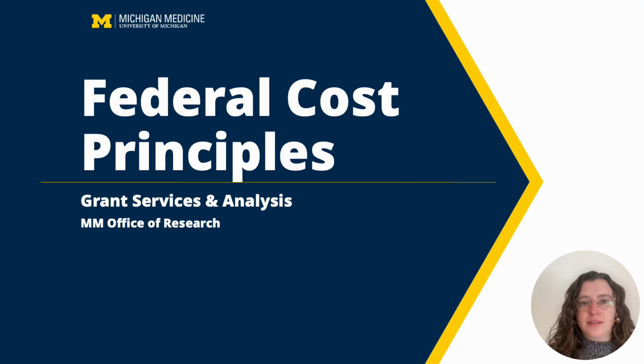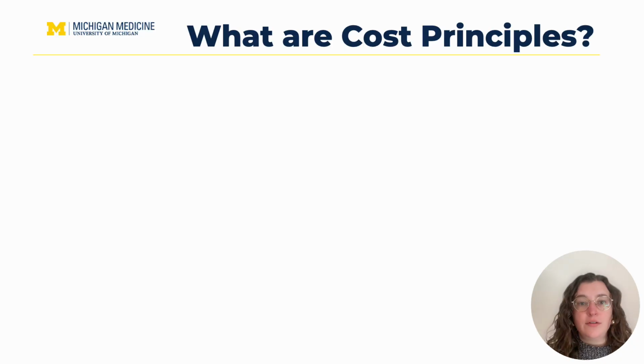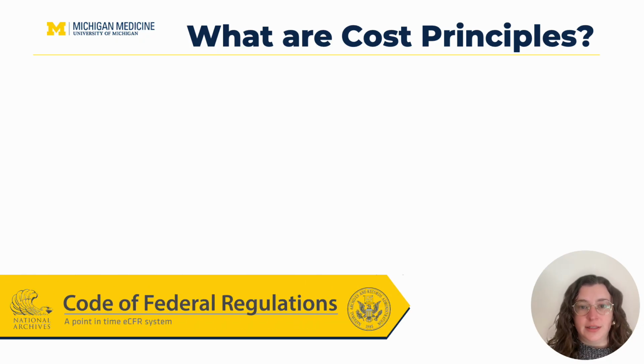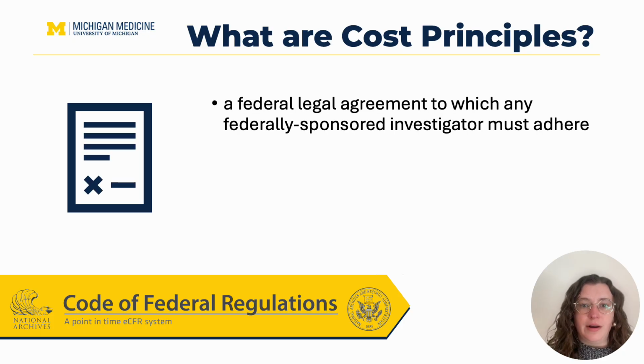In this video, I'll explain the federal cost principles for faculty working on federally funded projects. Firstly, I'd like to cover what is meant by cost principles. The cost principles are a part of the Code of Federal Regulations 200, Subpart E, also known as Uniform Guidance. These cost principles are set forth by the federal government about what uses of government funds are appropriate and legal. In other words, the federal cost principles are a federal legal agreement to which any federally sponsored investigator must adhere.